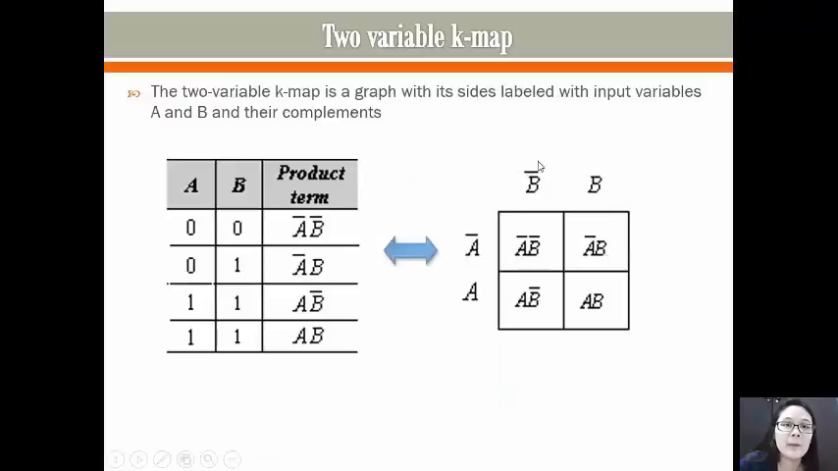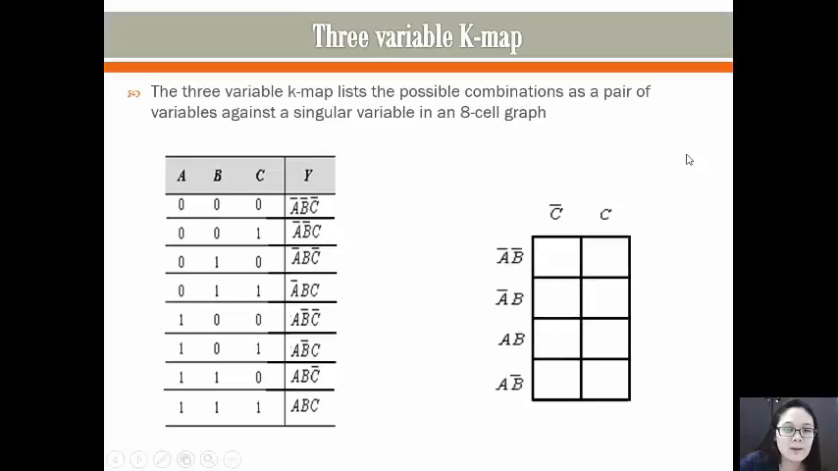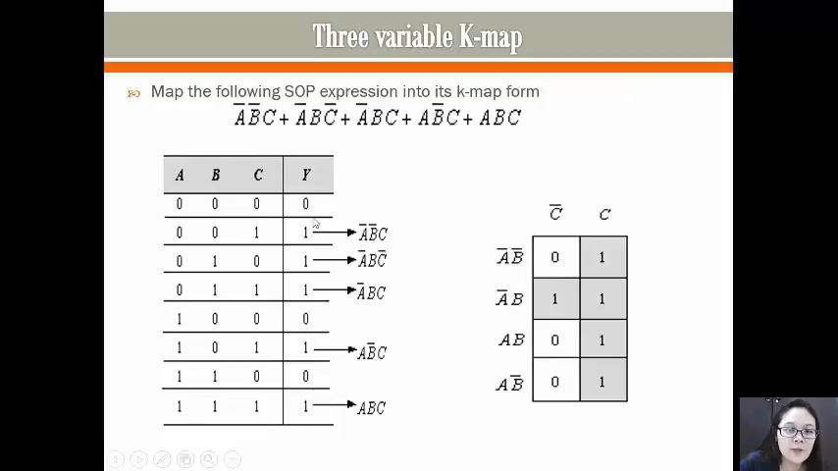This is the example of 2 variable Karnaugh maps. This is the example of 2 variable SOP Karnaugh maps. This is 3 variable Karnaugh maps. 3 variable Karnaugh maps list the possible combinations as a pair of variables against a singular variable in a cell graph. Then AB will be here, then C will be here. So for the output which has 1, we will write out the output A prime, B prime, C, because A is 0, B is 0, C is 1.